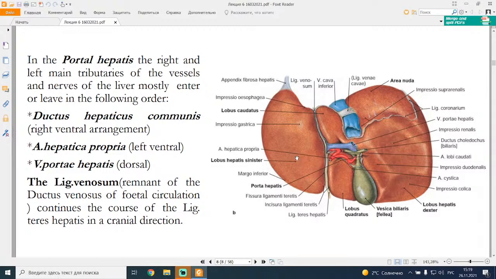The ligamentum venosum, a remnant of the ductus venosus of fetal circulation, continues the course of the ligamentum teres hepatis in a cranial direction. This is the porta hepatis.